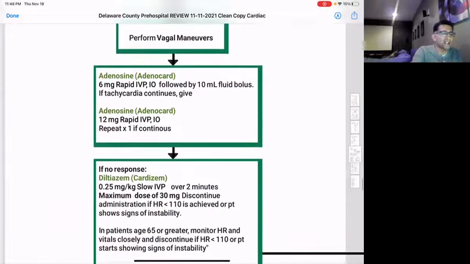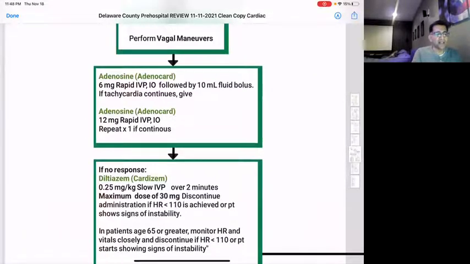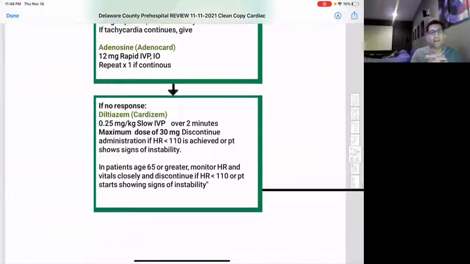Now, the next step then is giving adenosine. And this is going to be our 6, 12, and 12 like we've done in the past, and see if we get some benefit. If there's no response at that time, there's no reason to continue. At that point, consider just rate controlling, and you can use diltiazem for that rate control, and you can see the normal doses that we're used to using here. Nothing major different here. This is kind of standard protocol that we've been doing for ages.